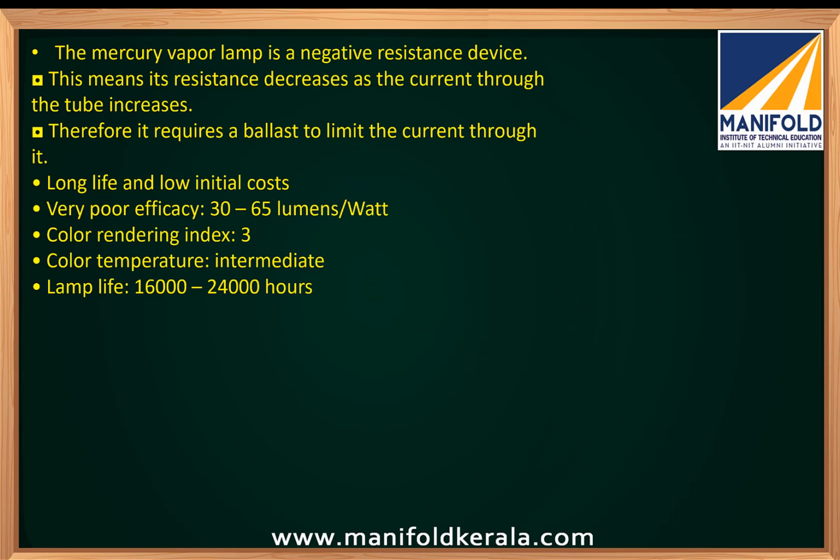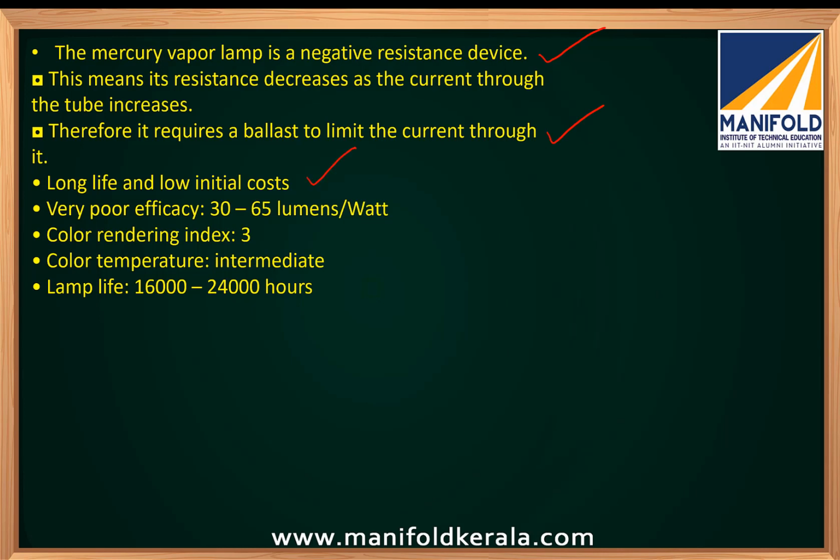The mercury vapor lamp is a negative resistance device. This means its resistance decreases as the current through the tube increases. Therefore, it requires a ballast to limit the current through it. Definitely the HPMV lamp requires a ballast.